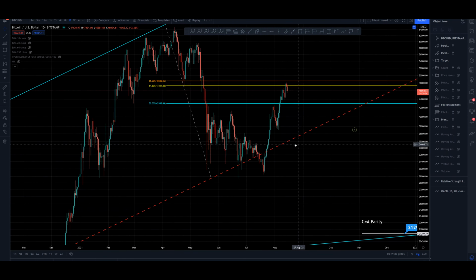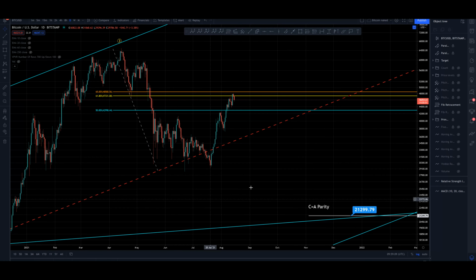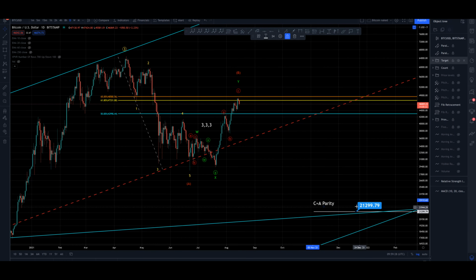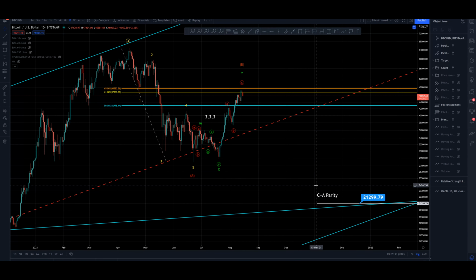So all I've done for this price target is take the length of our proposed A, which is this move here. If we just bring up the short-term count for you, we can see 1, 2, 3, 4, 5 into an A, 3, 3, 3 count WXY here into a B, into the 61.8%, and now I've projected 100% the length of the A from the B as the most likely target for a zigzag, bringing us C equals A parity here at 21,299.79, crossing over these fib channels. So that's 3 levels of confluence, 4 if you include the retracement here. So strong evidence, I suggest, that we're going to continue lower.